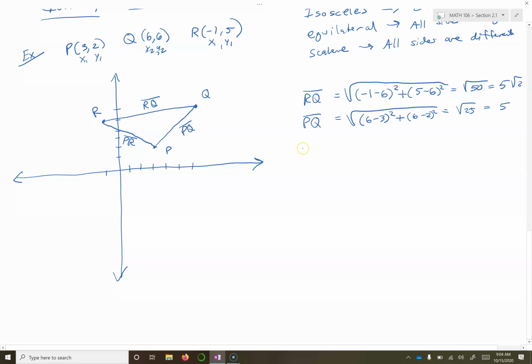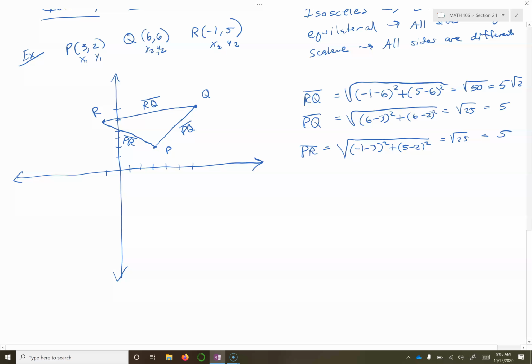Yep. And then finally, what's the only one we didn't do yet? We did RQ, PQ. We have to do PR. So for PR, I'll change these R1s to X2, Y2. Okay, so the X difference. So we'll just do -1 minus 3 squared plus 5 minus 2 squared. We get, so -1 minus 3 is -4 squared, so that's 16. 5 minus 2 is 3. 3 squared, 9. So it's, again, the square root of 25. So we get 5. Okay.